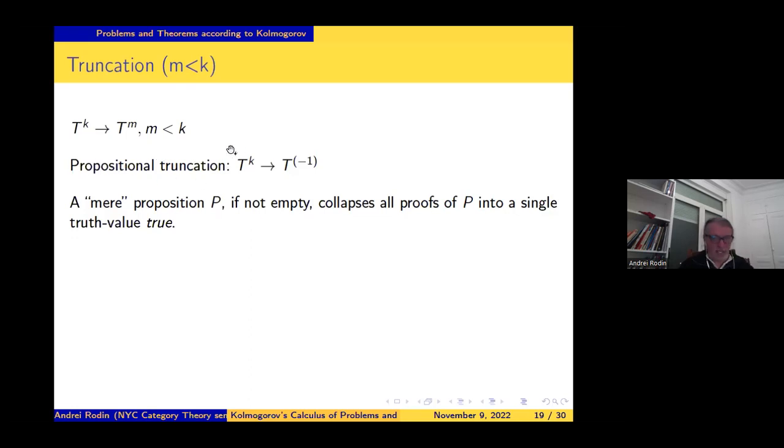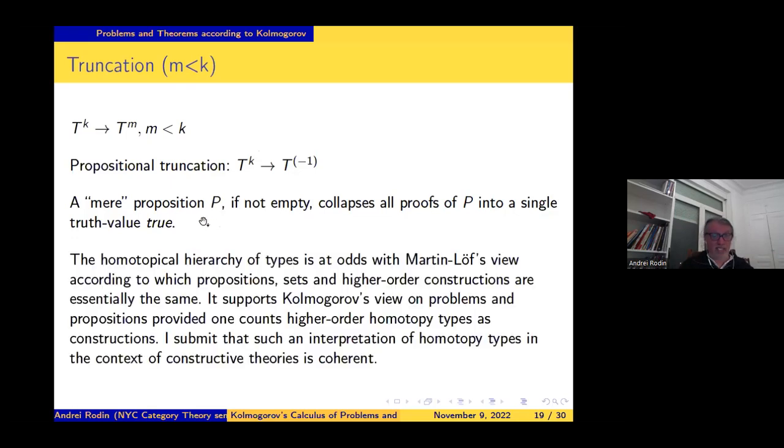So I have a set and it has many different elements, but then I truncate it in the sense that I only give a yes or no answer to the question of whether it's empty or not empty, okay? And that's how I get, say, a proposition out of, say, a set or any higher order homotopy type, right? That's the idea.